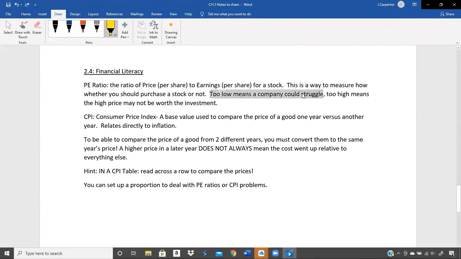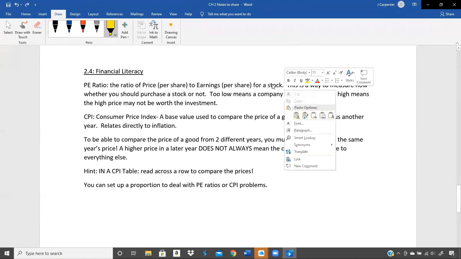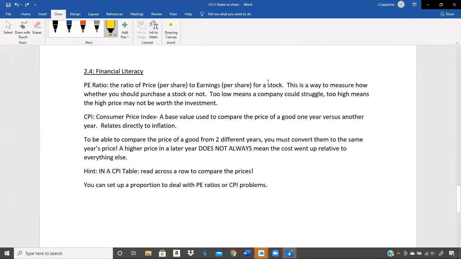Too low of a PE ratio might mean that the price per share is really, really low. And when you have a really, really, really low price per share, like if you're in the dollar range, you can be what's known as delisted. You can be removed from a stockbroker, and then people can't buy or sell the stock anymore. So it just goes to zero and the company goes bankrupt. So if you get too low, it means that your company is basically under threat of shutting down.